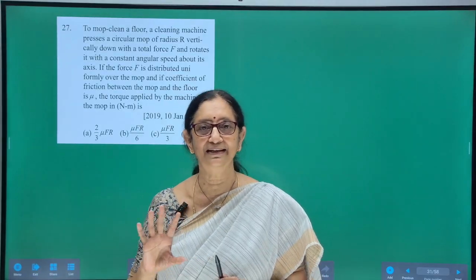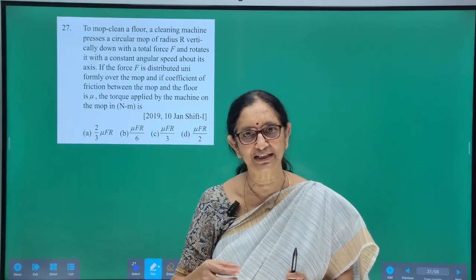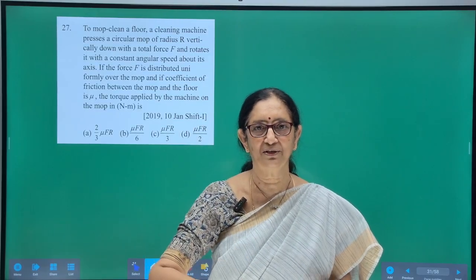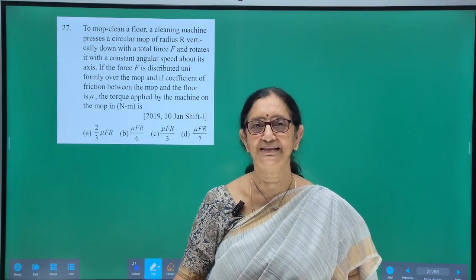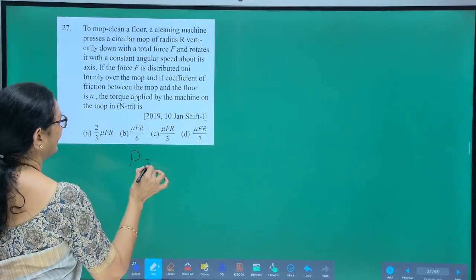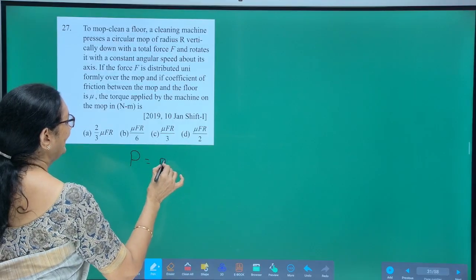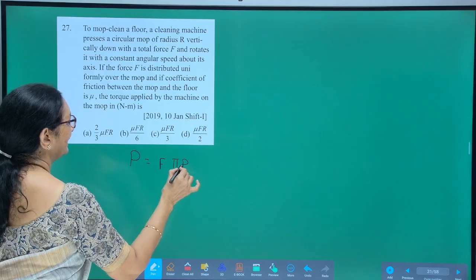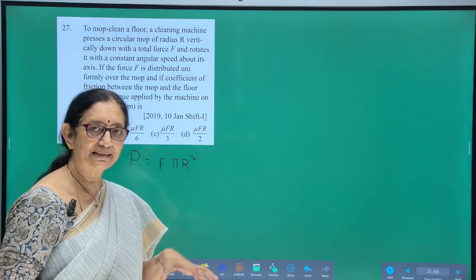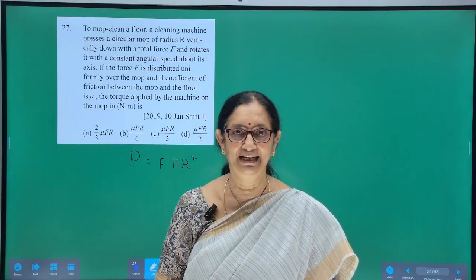You just imagine a mop. There will be a stick here and it may be a motorized one. This stick applies the force in the downward direction, spread over the entire circular mop. So the pressure exerted by the circular mop on the floor becomes force by area. R is the radius of the circular mop, area becomes pi r square. This is the total pressure exerted on the entire area.